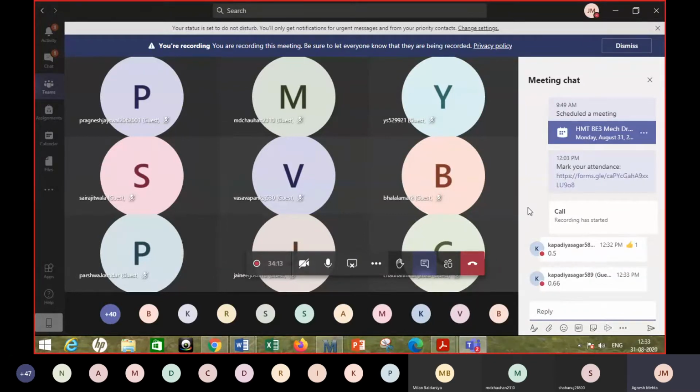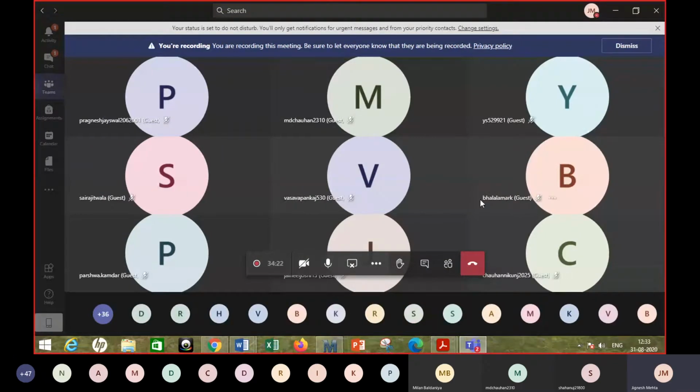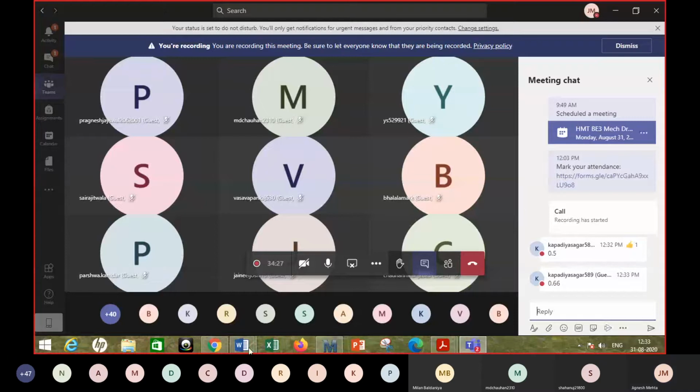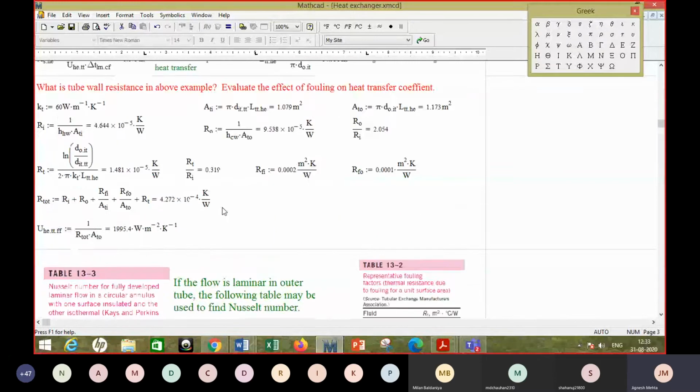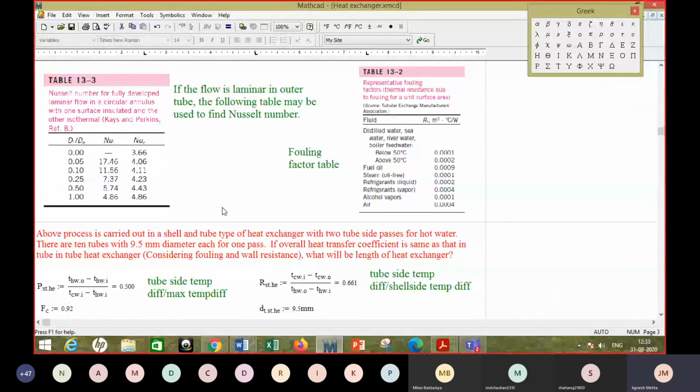Okay, so I hope it's not only Sagar who is awake and all are there, right, with full attention. So that's the value of P and R. So let's go to that. P is the tube side temperature difference upon the maximum temperature difference. So you get it 0.5, and here you get this cold water difference upon the hot water difference, right? So the cold water difference is the shell side difference. Let me zoom it a bit.